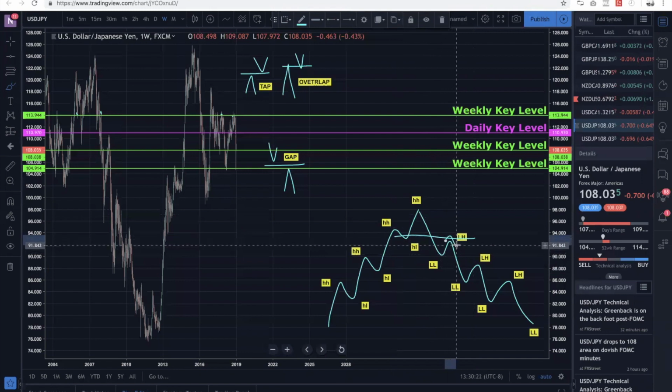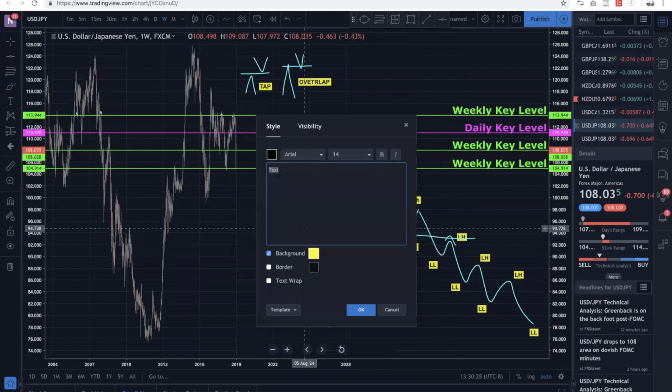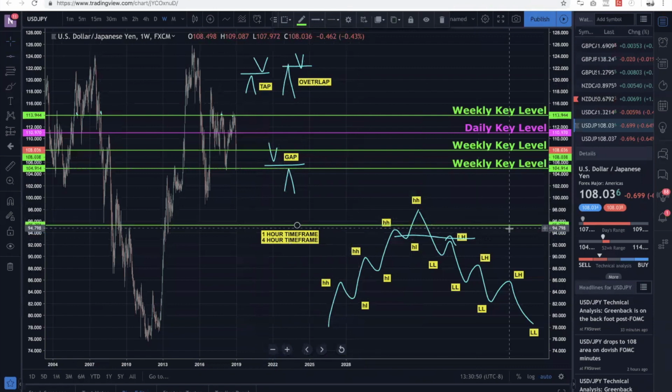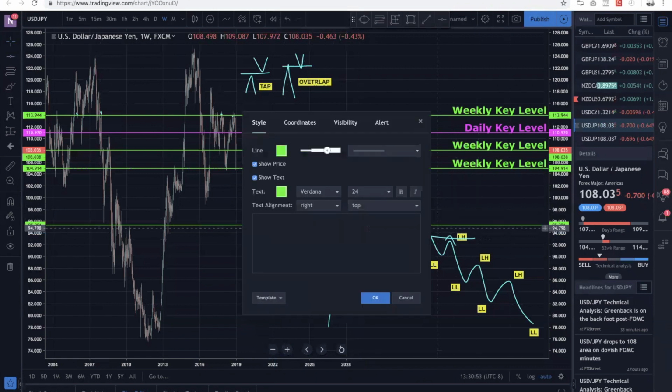So think with this concept, a break of structure and market structure. So we can find this with these key level setups on the 1 hour and the 4 hour time frame, okay? So check this out. Let's just say we have a key level, and this is one of our weekly key levels, and it's up here, right? And let's just say this is a weekly key level.